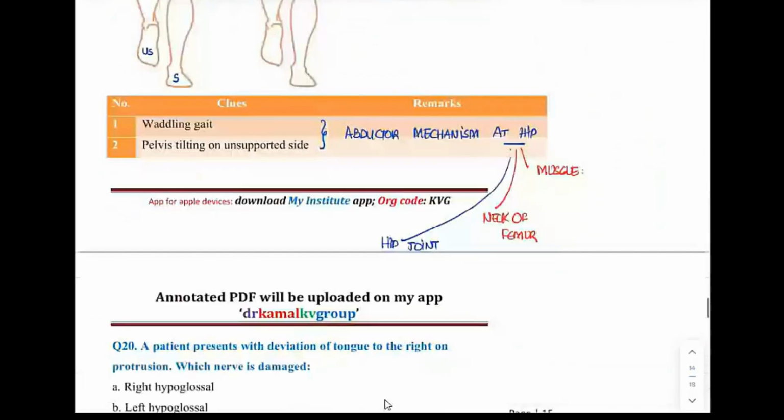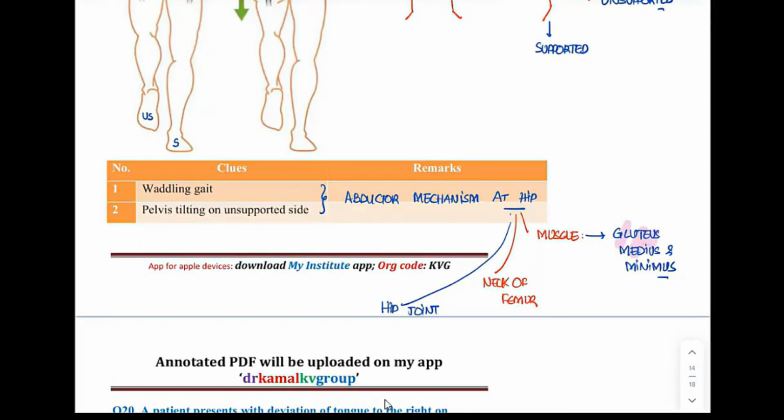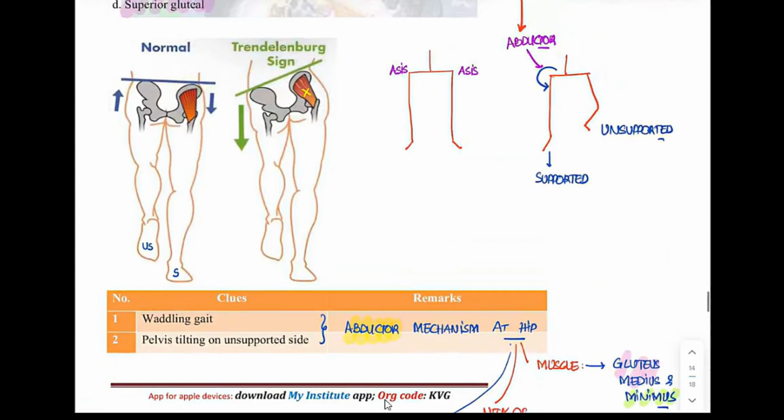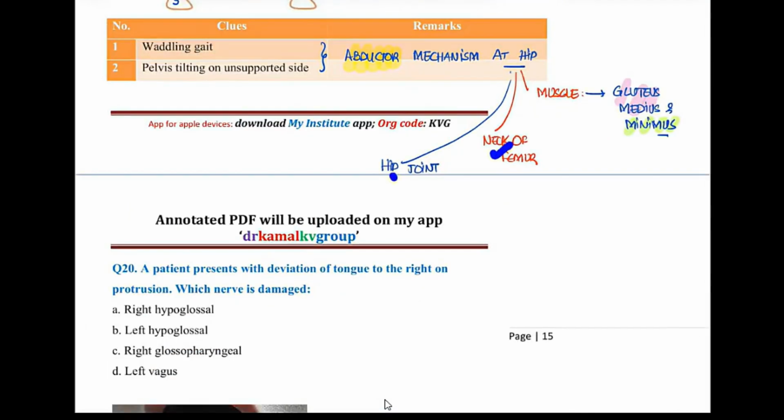So the muscles which are checked here are the gluteus medius and minimus, and these are supplied by the superior gluteal nerve. So which nerve are we checking actually here? Superior gluteal nerve, because the superior gluteal nerve supplies gluteus medius and gluteus minimus, which are the abductors of the hip joint. So this is a very beautiful concept of the Trendelenburg test, which checks the abductor mechanism at the hip, which involves muscle, neck of femur, and hip joint.